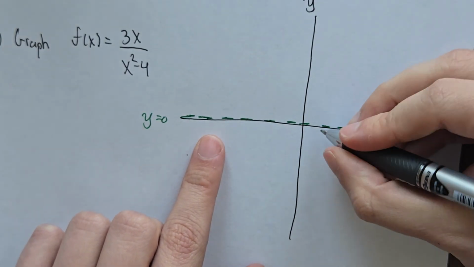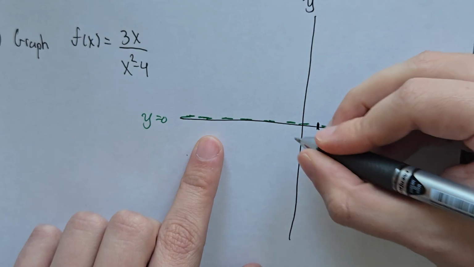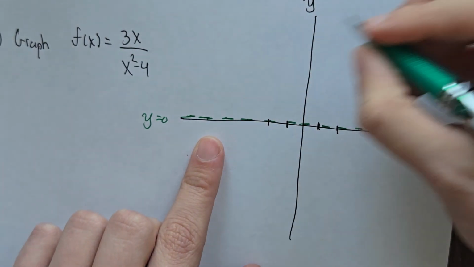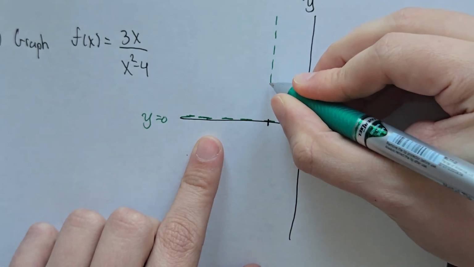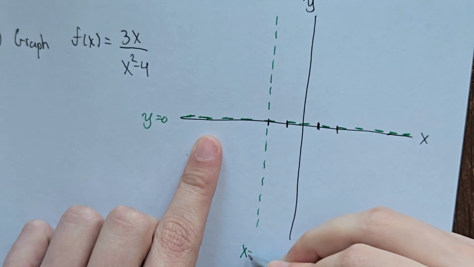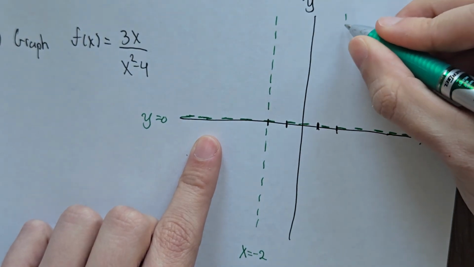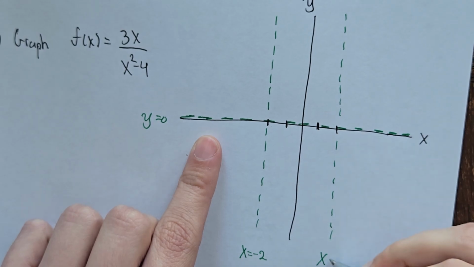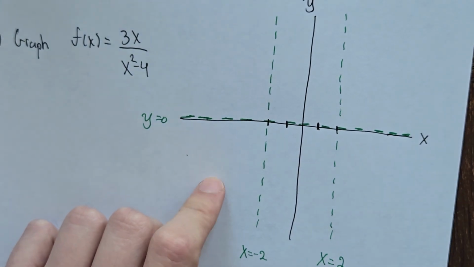And then we also said that we had vertical asymptotes at x is equal to +2 and -2. So I'm going to add those vertical asymptotes in there as well. So here's my vertical asymptote at x is equal to -2. And here's my vertical asymptote at x is equal to +2. Okay?